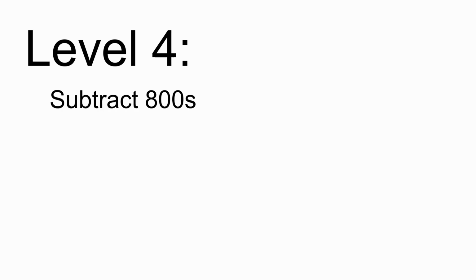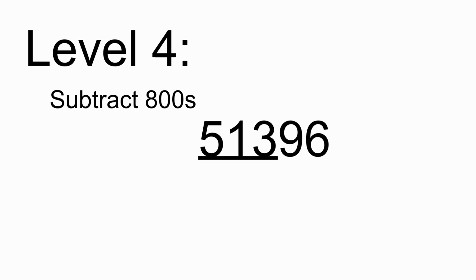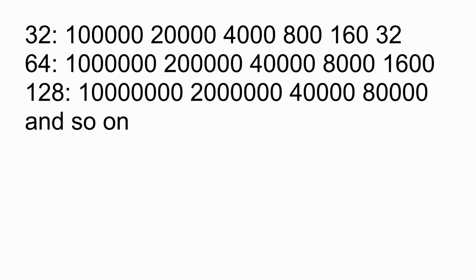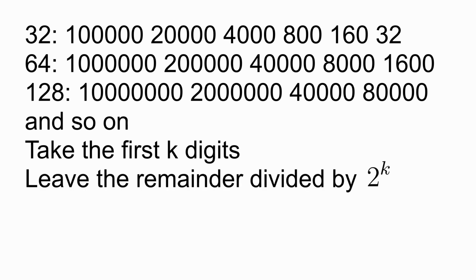Level 4. Subtract 800s. Now take the first 3 of the last 5 and leave the remainder when you divide by 8. This can go on and will be different given the power of 2 you choose, but I hope this makes sense. Take the first k digits and leave the remainder when dividing by 2 to the k. This way, you can simplify the problem a little bit. The nice thing is that you can do these steps in slow sequential order, or you can skip forward as fast as you want. Pretty simple and neat.